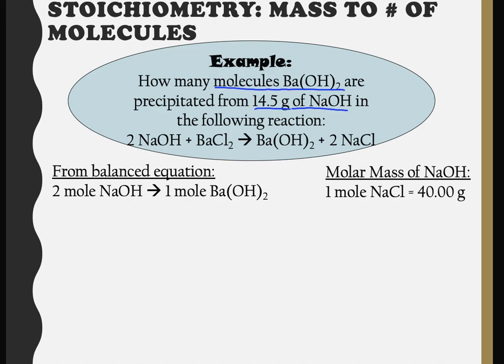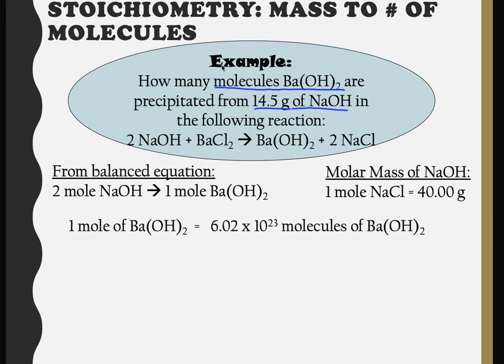Well, look on your pink sheet. What do we use to figure out molecules of something? Well, that was Avogadro's number. For every mole, there are 6.02 times 10 to the 23rd molecules. So this is virtually the exact same problem, the exact same setup, except I'm doing molecules of barium hydroxide instead of grams. So my setup is the same.